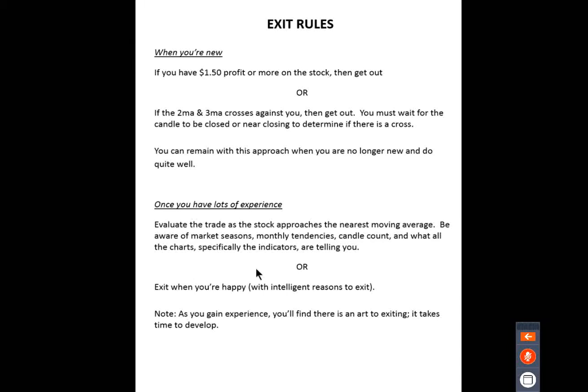Once you get a lot of experience, what you can do is you can evaluate the trade as the stock gets to the next closest moving average. And then you've got to be aware of a whole bunch of other factors, right?